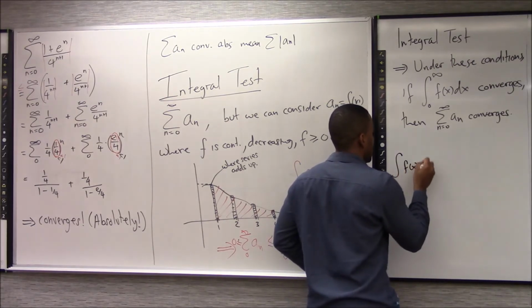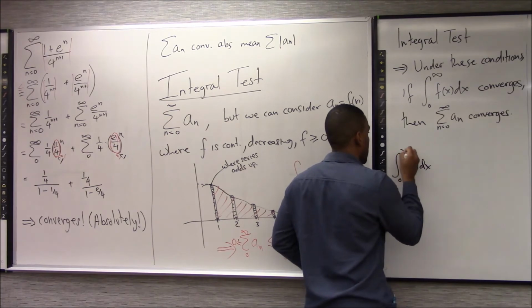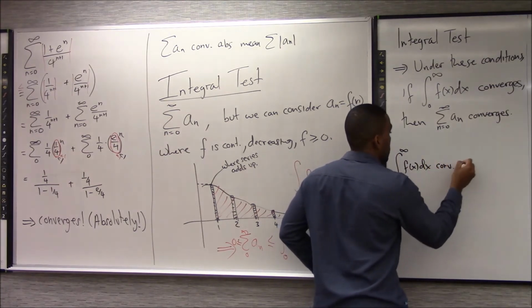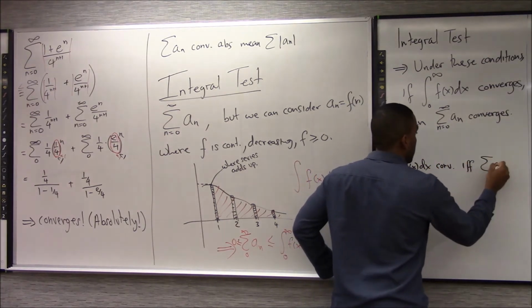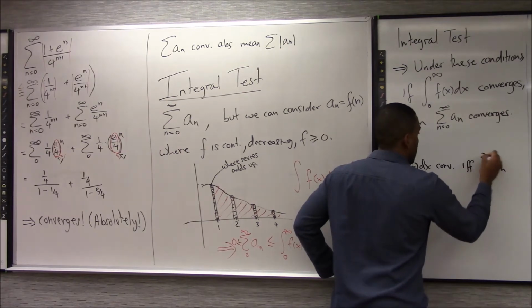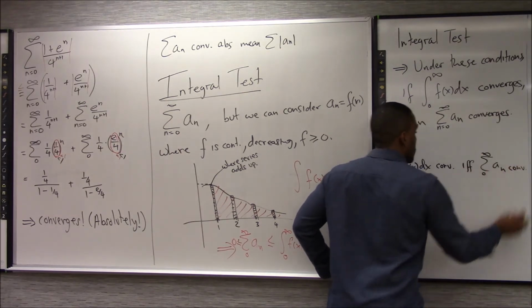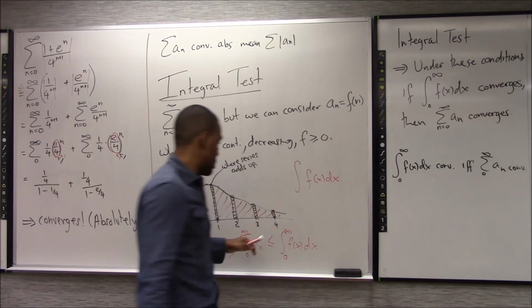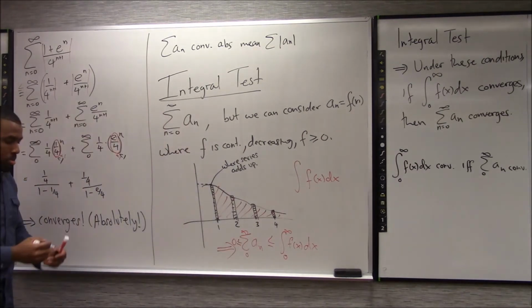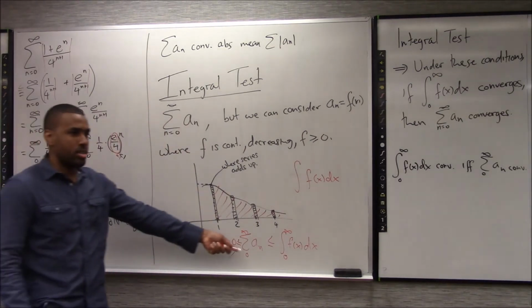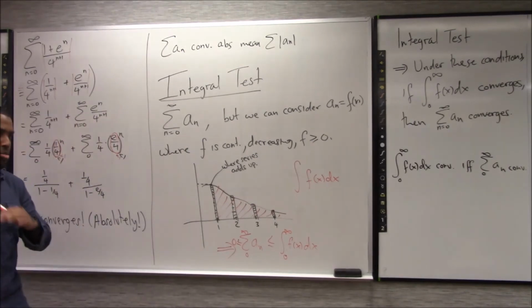So you can think of it as an if and only if. This guy converges if and only if that guy converges. So if this diverges, you can assume that this series also diverges. But that's not straightforward from the comparison test. There's a lot more background to that.